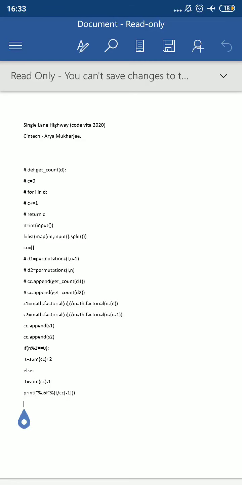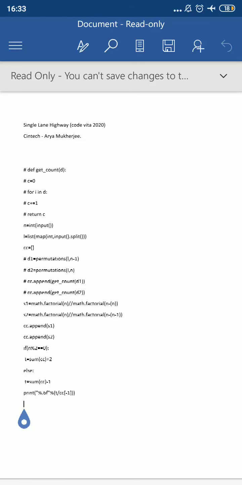In this video, I am going to discuss a problem called single lane highway. It's a Codevita 2020 problem. Let's talk about the question. What is the question of this single lane highway? I solved this problem in the Python language and this question has mainly three parts. Let us discuss the question.